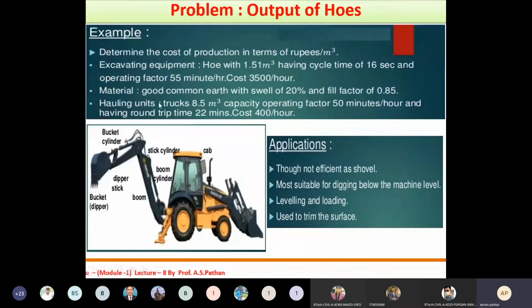Then the conditions of the material are given on the side. Good common earth with swell of 20% and fill factor is also given, 0.85. So the swell of 20% and fill factor of 85% is given in the problem itself. Then the hauling unit is also given: truck having the capacity 8.5 meter cube.